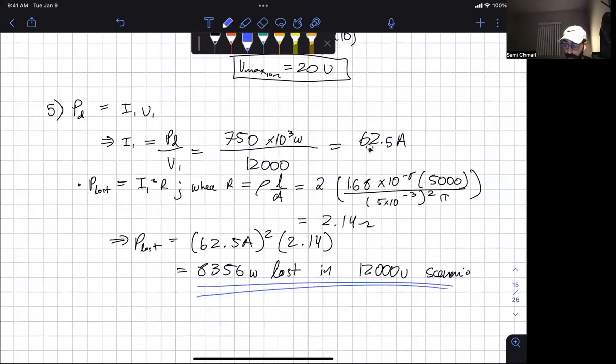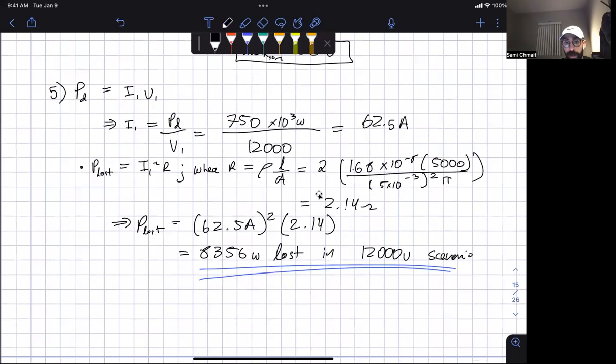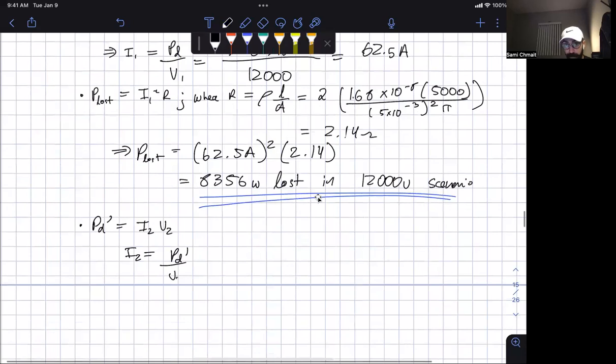Okay, so now we have to do part 2 here. We're going to have to recalculate basically the same thing, right? So the first thing we're going to do is calculate the new P delivered, given the second iteration. So I'm going to call it PD prime. And we know that's equal to I2 V2. We have to rearrange to find I2, which is equal to PD prime divided by V2. Okay, plug in everything. Now this part's a little similar, but we're just going to be dividing by a greater voltage, right? That's equal to 15 amps.